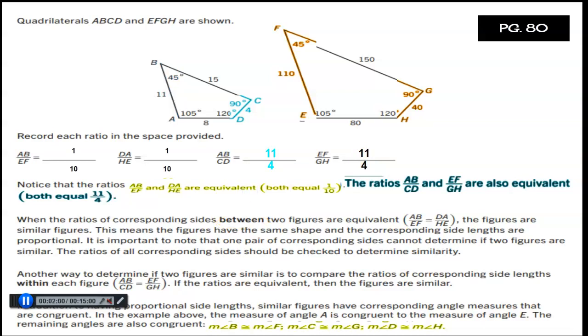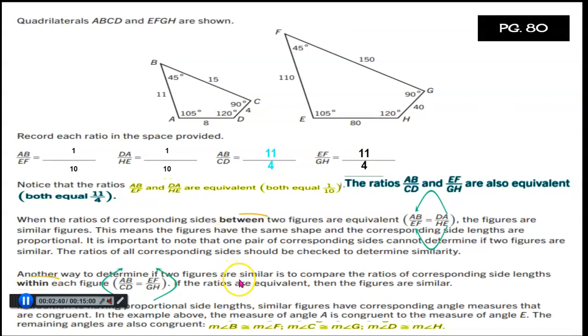When ratios of the corresponding sides between two figures are equivalent, like AB to EF and DA to HE, these figures are similar because their sides are proportional. When comparing between figures, please make sure you compare each side of the figures to make sure that they are actually similar. Another way to determine if two figures are similar is to determine the corresponding side lengths within each figure, like AB to CD and EF to GH. If the ratios are equivalent, then those figures are similar.